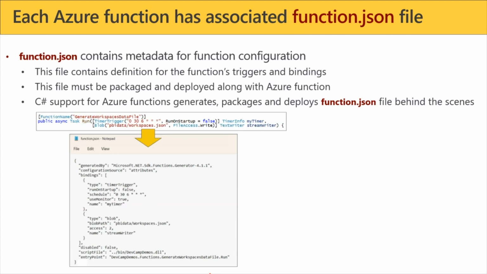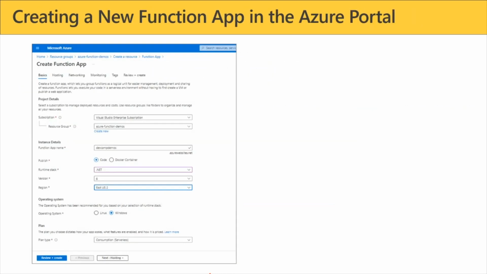Okay, just going a little bit further here. Let's say that we want to create a new Azure Function app in the Azure portal. Here's the screen that you're going to get. Some things to call out is that the function app has a name. Mine is called Dev Camp Demos, and it's automatically accessible, if you use the HTTP trigger, through https://devcampdemos.azurewebsites.net. Now, you can also see with this one, I based it on .NET 6.